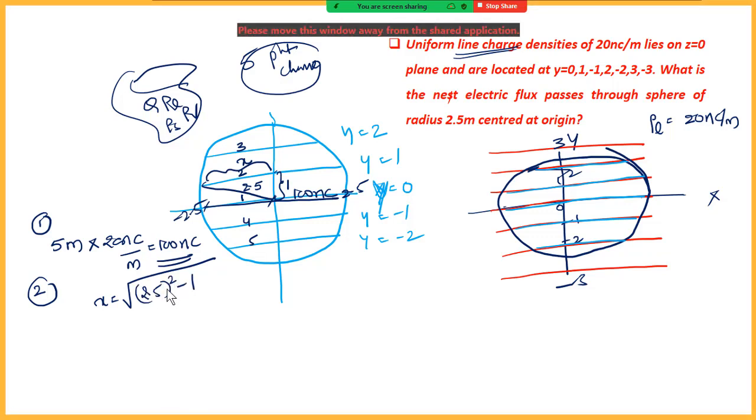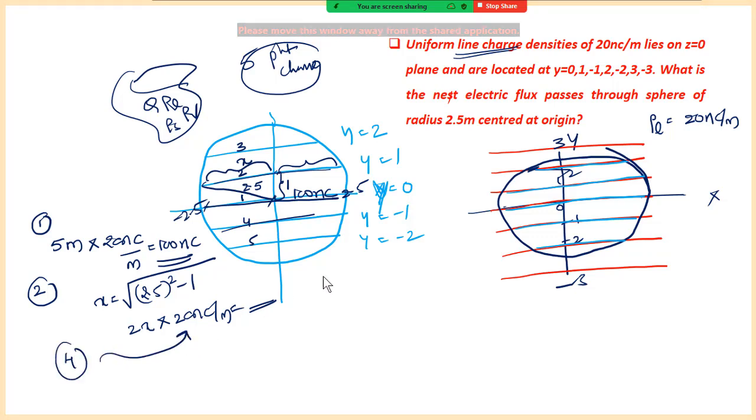This is the x length, and this side also x is there, that means 2x length. 2x you have to calculate, and this length is to be multiplied by 20 nanocoulombs per meter. Then you will get the charge available on this particular line. Same line is there here also. So line 4 is also the same answer.